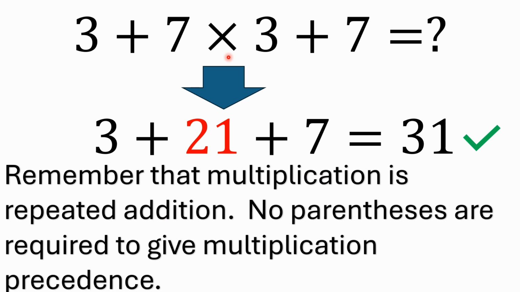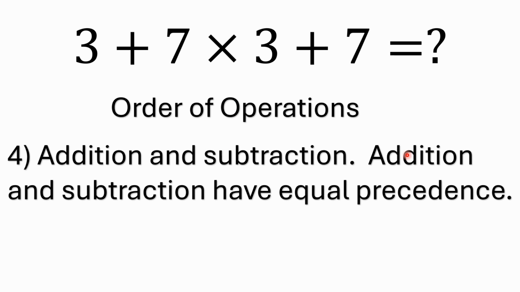7 times 3 is 21. 3 plus 21 is 24. 24 plus 7 is 31. The correct answer is 31. So again, like I said, step four, addition and subtraction.